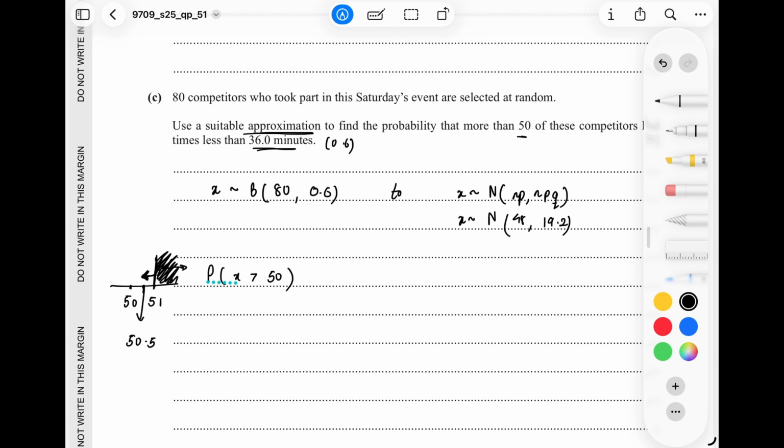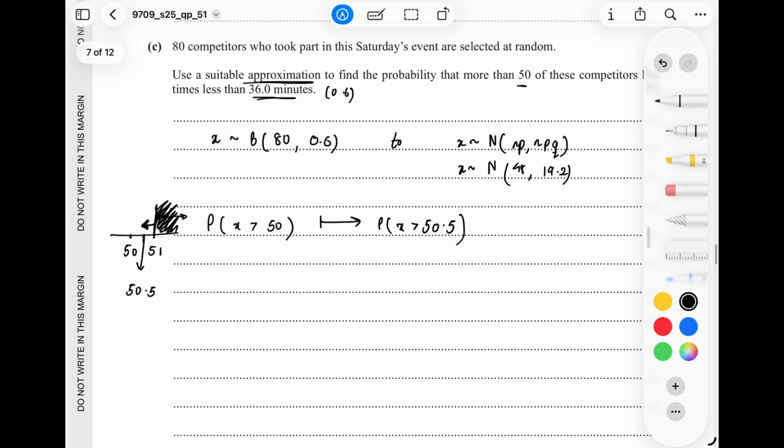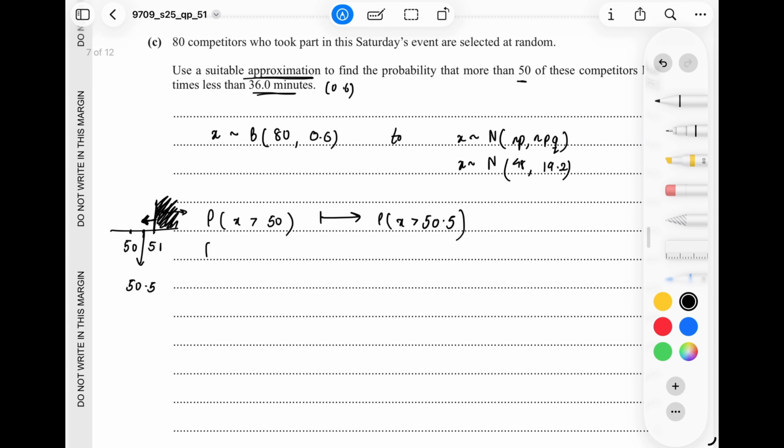Okay, so now we're going to have P of x is greater than 50.5, no longer 50. If you don't do this, it does not make your answer correct. This is a very important part of it. So standardize it. Z is greater than 50.5 minus 48 all over... remember, this is variance. You have to square root it to get standard deviation, 19.2.